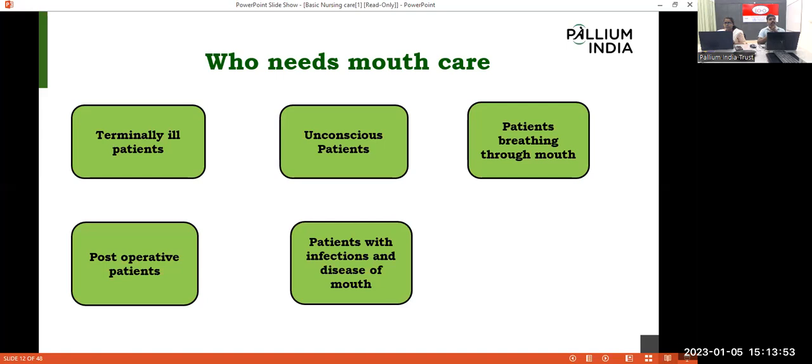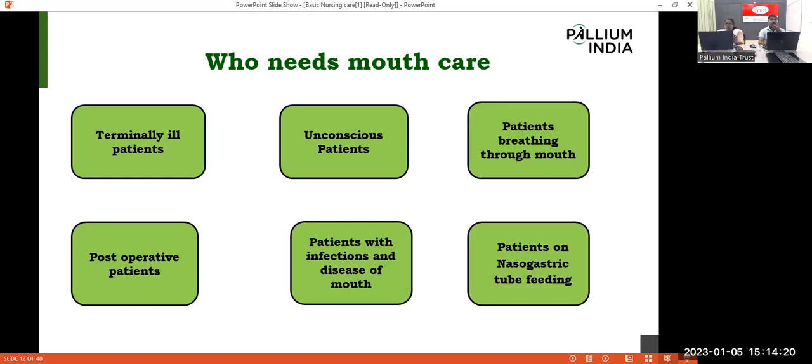Then patients with infection and disease of the mouth, where the mouth already has any ulceration or any infection in the gums or teeth, dental caries, anything. If the patient already has these, oral care in between is not possible because the patient is already feeling pain. Again, the stimulation and other modalities will provoke the pain. So the patient will avoid it. So these types of patients also need steps for oral care.